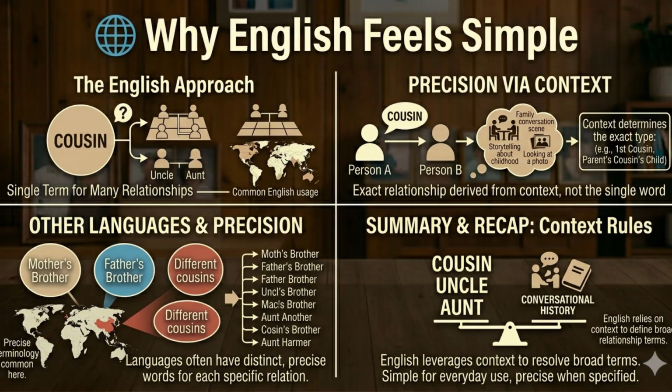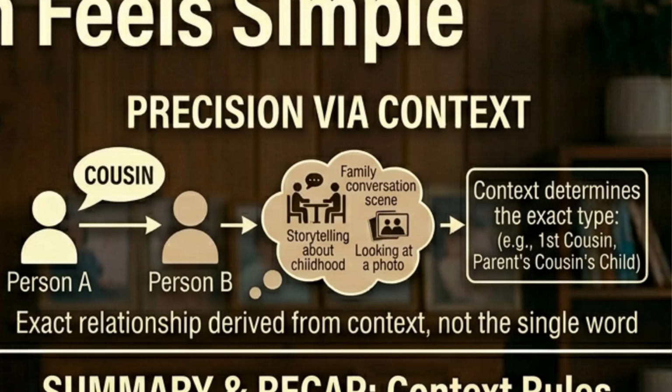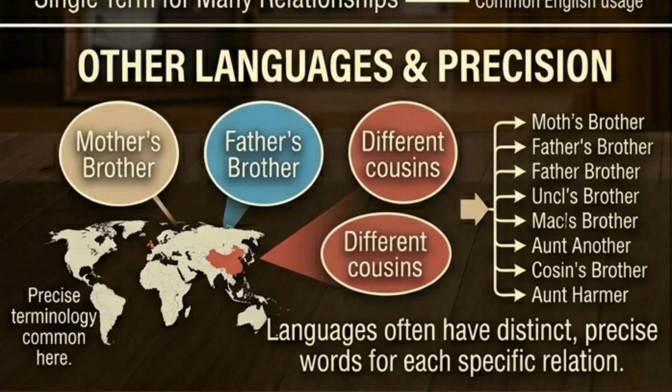Why English feels simple? English often uses broad terms like cousin, uncle, aunt. Instead of encoding exact relationships in every word, other languages may be more precise, but English relies on context.